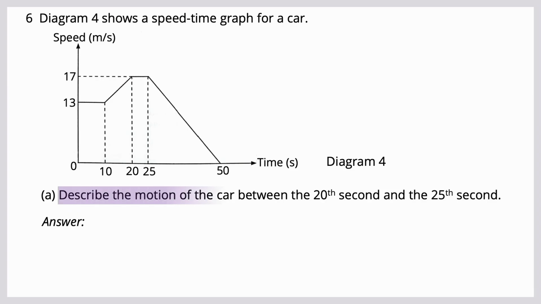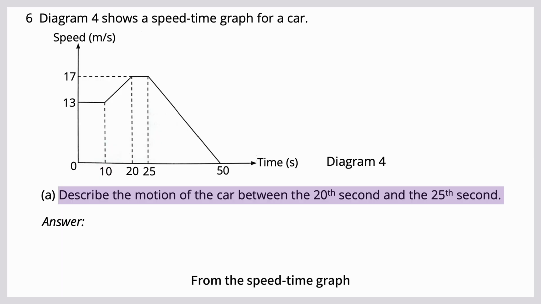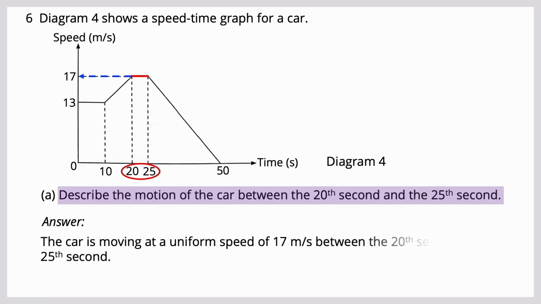A. Describe the motion of the car between the 20th second and the 25th second. From the speed-time graph, the flat section on a speed-time graph always represents uniform speed. From 20 seconds to 25 seconds, the graph is flat at 17 meters per second, which means the car is moving at a uniform speed of 17 meters per second between the 20th second and the 25th second.